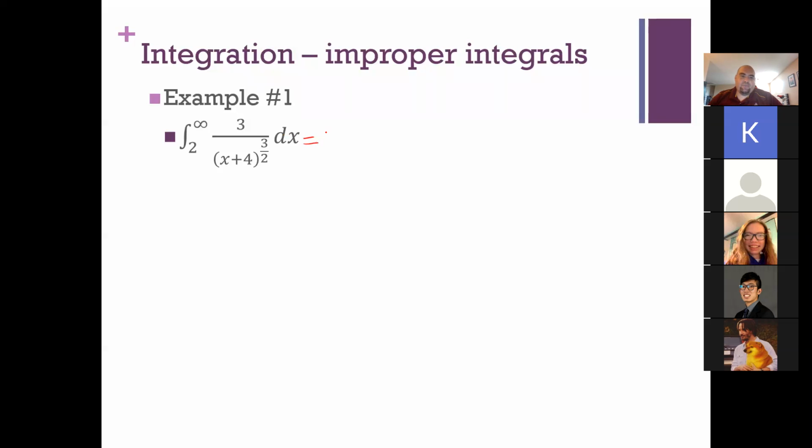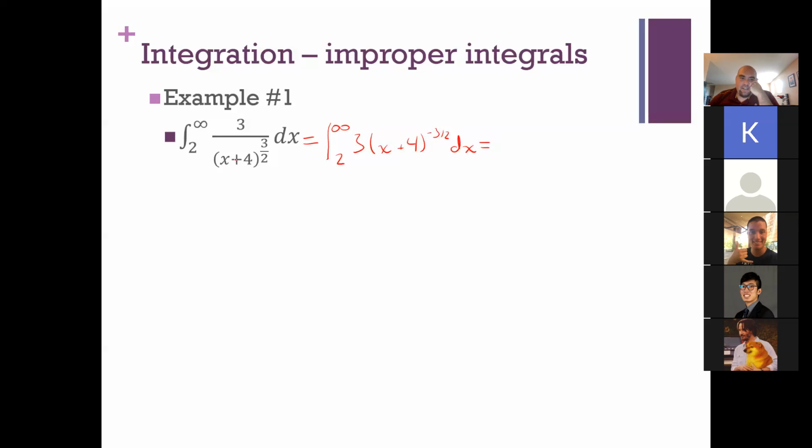So what's a good first thing to do to handle this integral? I was thinking we could rewrite it so that it's 3 times x plus 4 to the -3/2. Good. And can we take that antiderivative? Yeah, it's going to wind up x plus 4 to the -1/2, and clean up the mess.